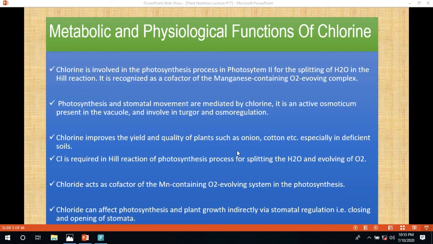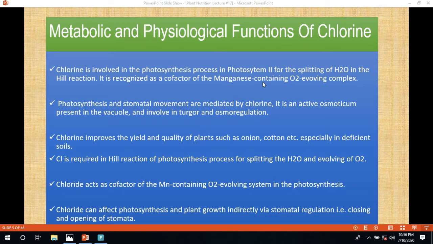Chlorine is required in the Hill reaction of the photosynthesis process for splitting the water and evolving oxygen. Chloride acts as a cofactor of the manganese-containing oxygen evolving system in photosynthesis. Chloride can affect photosynthesis and plant growth indirectly via stomata regulation, that is, the closing and opening of stomata.